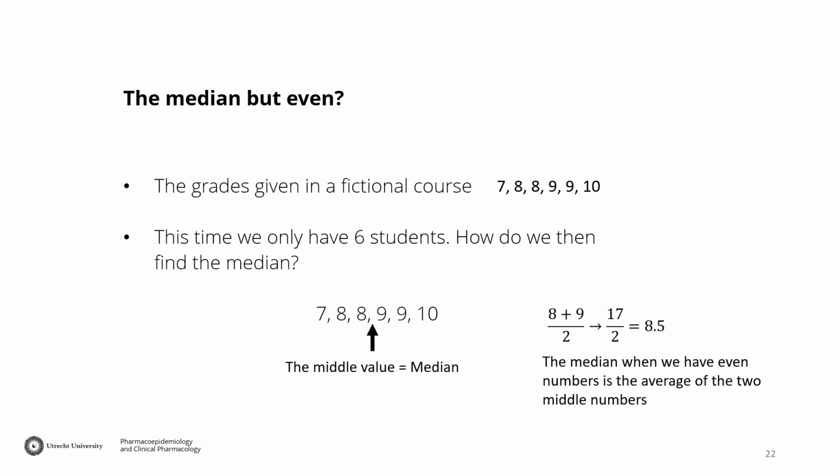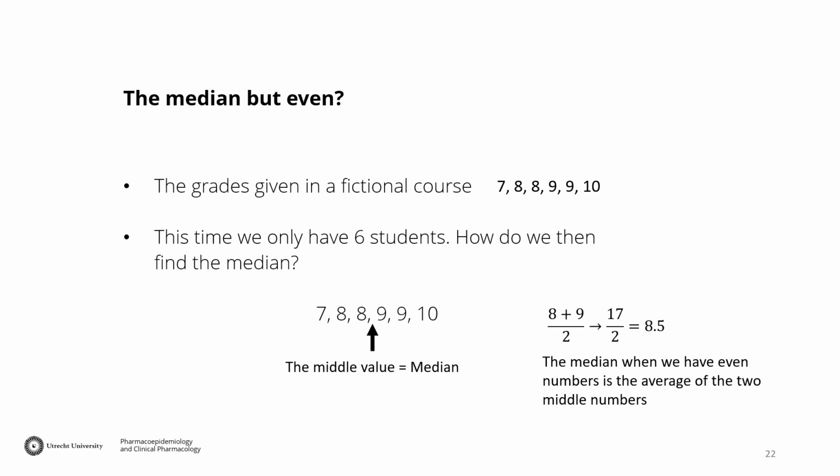If we just quickly go back to the median, before I said that you just pick the middle number, which is the number in the middle of everything. That's very easy when you have an odd amount of numbers. However, what would you do if you have an even number? In this case, we again have grades given in a fictional course, but this time an even number, 6 students. For an even number, there's no real middle number, so you take the two numbers on each side of the middle.